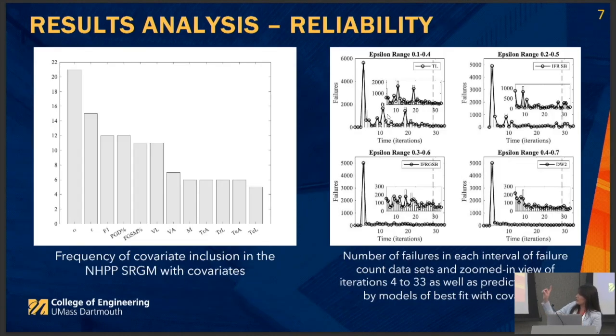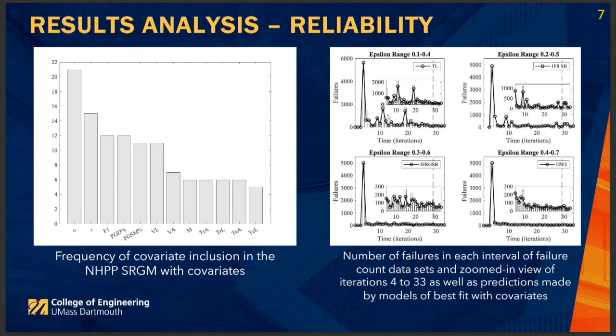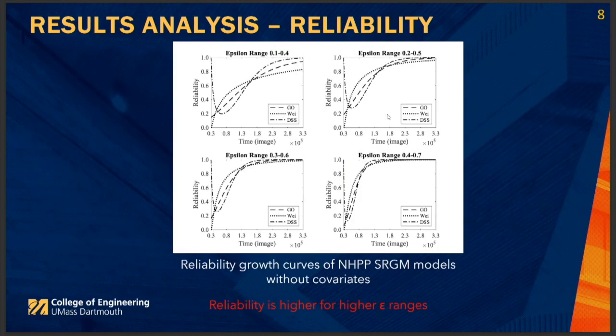Here we have on the right the frequency of covariates that were included in the software reliability model with covariates, just to identify if there was any type of covariates that we should focus our resources on to collect the data. It was not the case for this model, but it still was important to analyze that. With the plot on the left, we can see the prediction of the number of failures in the next time step. And our models as well performed quite well, and we were able to predict that easily.